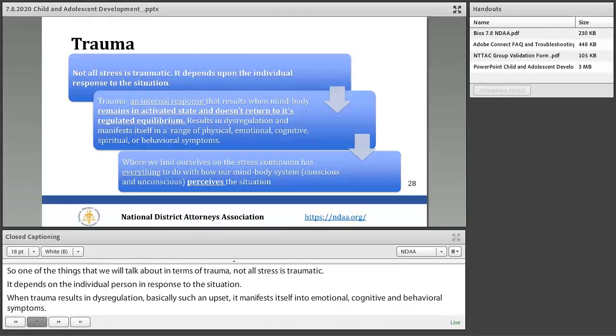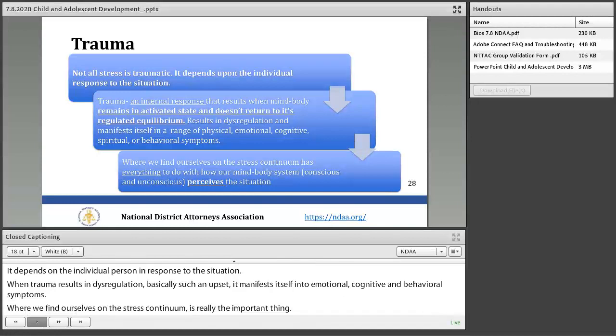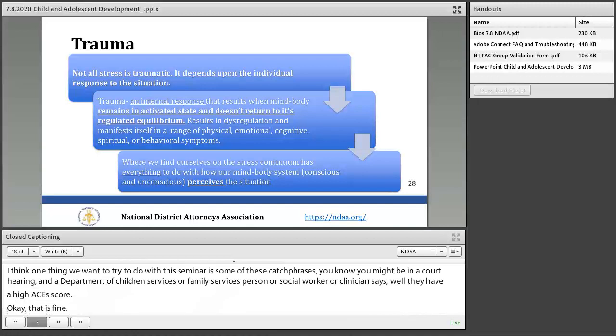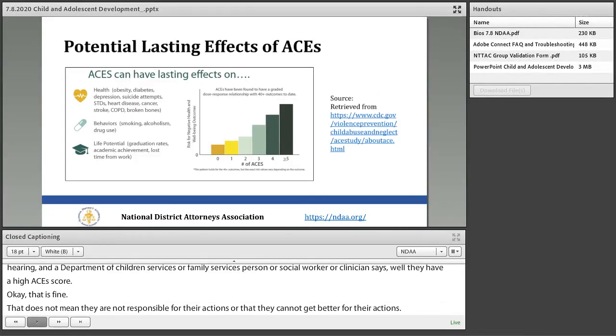I think one of the things we want to try to do with this seminar is address some of these catchphrases. You might be in a court hearing, and a Department of Children's Services or Family Services person or a social worker or a clinician says, well, they have a high ACEs score. Okay, that's fine. That doesn't mean that they are not responsible for their actions. It also doesn't mean that they can't get better. It may help us understand what they need to work on, but we want to be sure that we don't just take a score and translate that into basically the answer to the question.